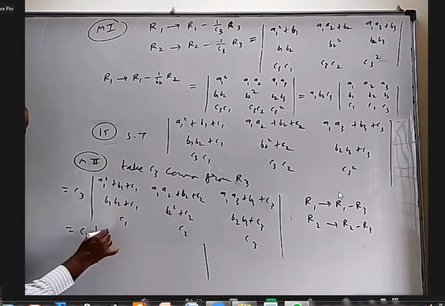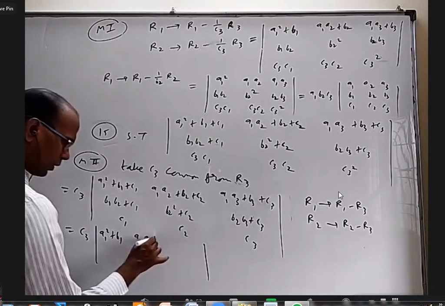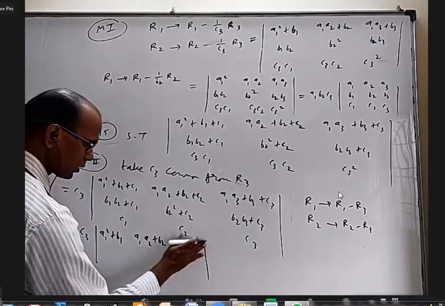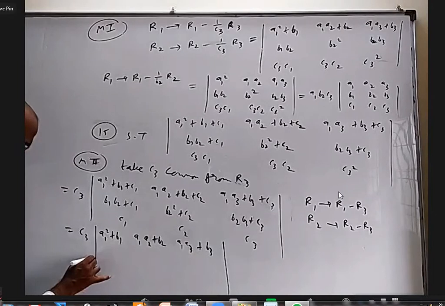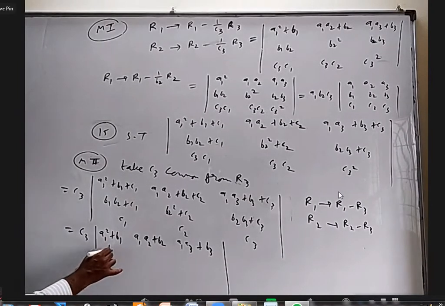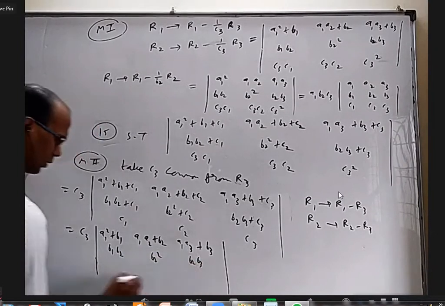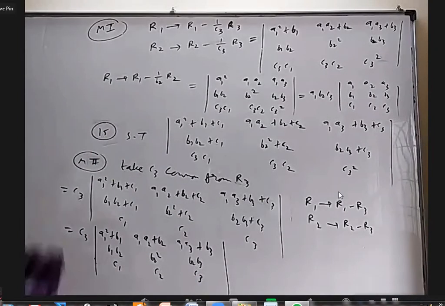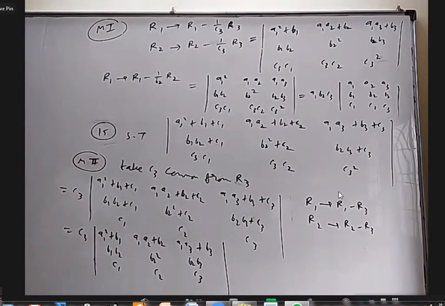So it is A1 square plus B1, A1, A2 plus B2, A1, A3 plus B3. From this, if I remove, B1, B2, B2 square, B2, B3. Next C1, next C2, C3. Because they're huge determinants, I don't have place. I am forced to write small letters.